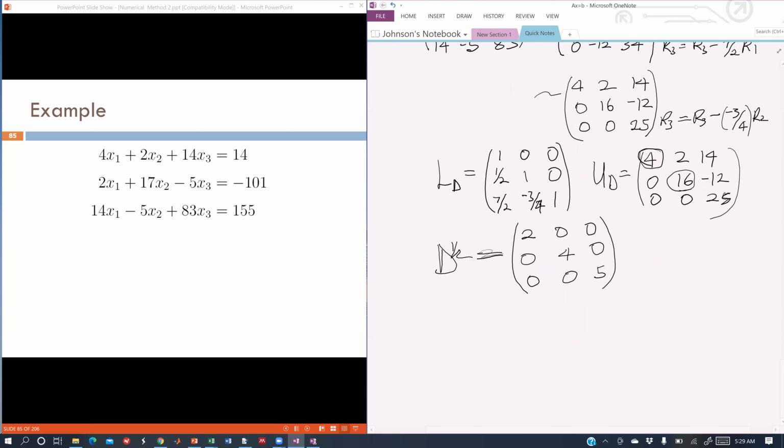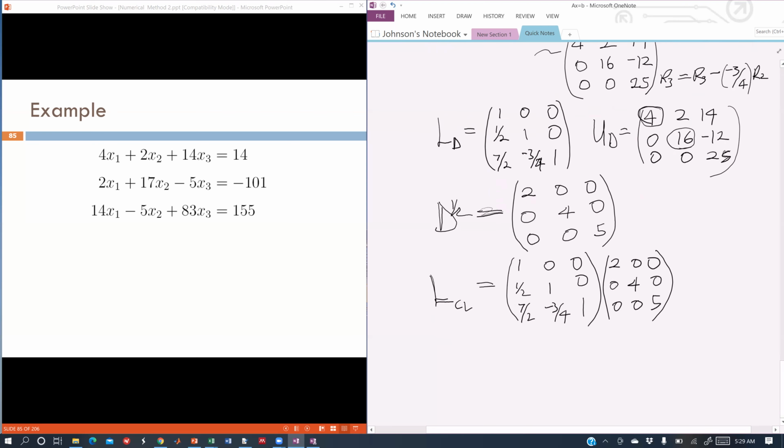So now, what is our lower triangular for the Cholesky? The lower triangular for the Cholesky, if I denote it by L_C, then it's going to be [1, 0, 0; 1/2, 1, 0; 7/2, -3/4, 1] times [2, 0, 0; 0, 4, 0; 0, 0, 5].